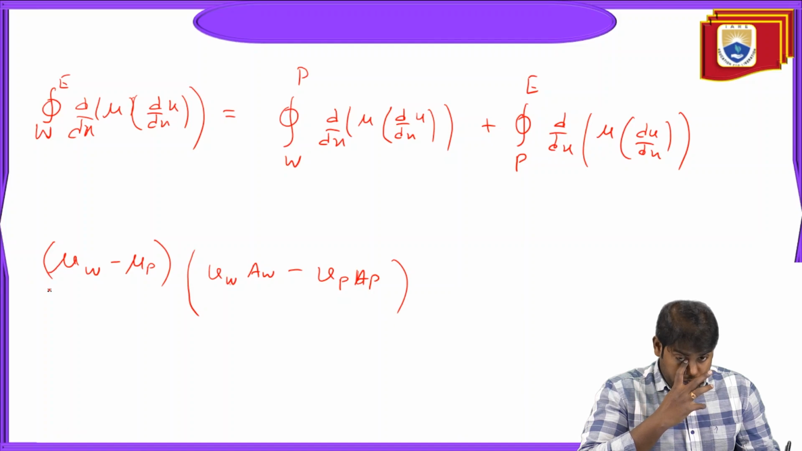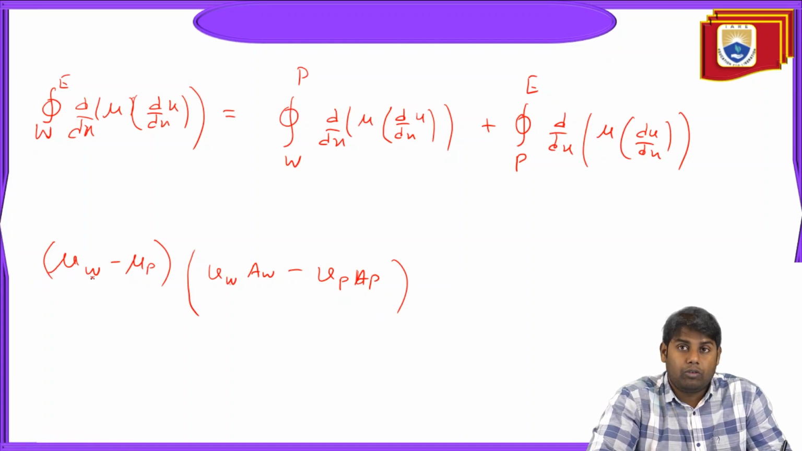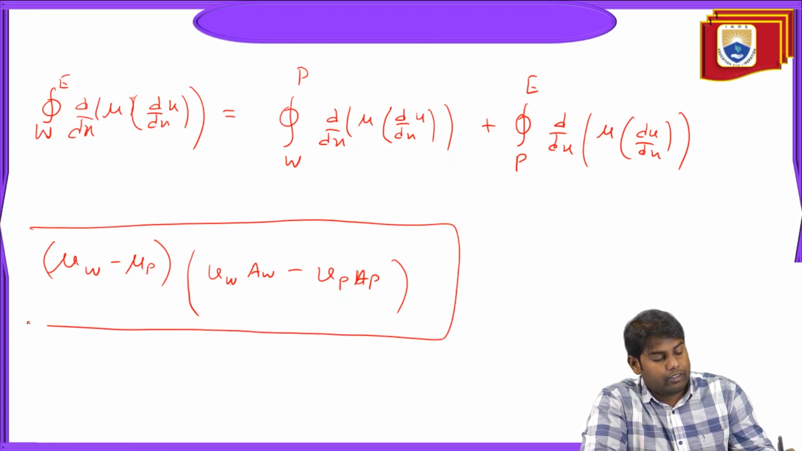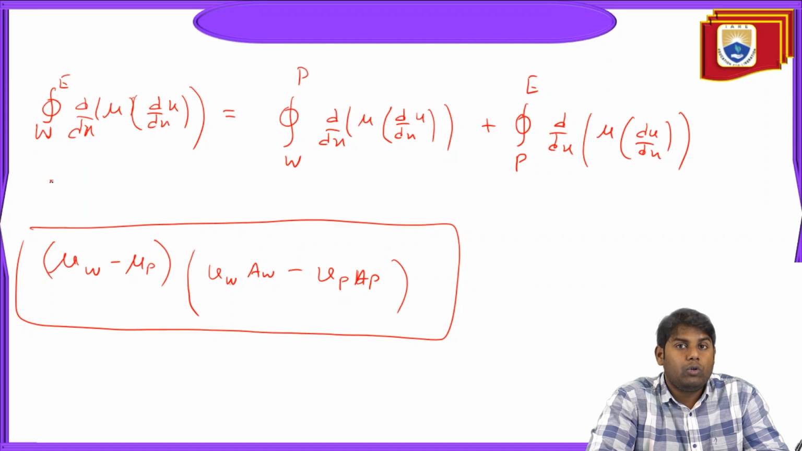Now how do we get mu of p? This thing also we need to know. How do we get mu of w? This thing also we need to know. So this is the rough summary of this integral. This is how we do it for the 1D diffusion equation.